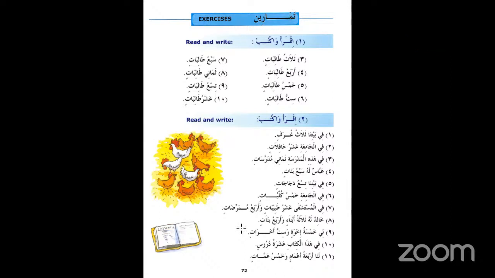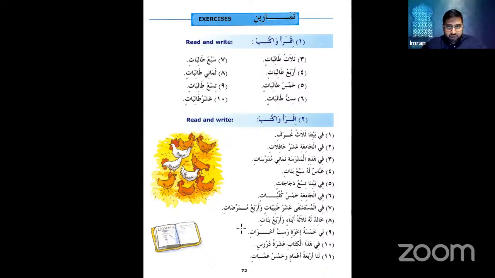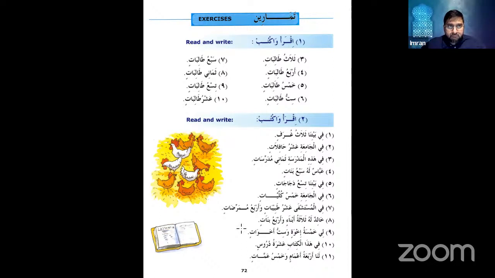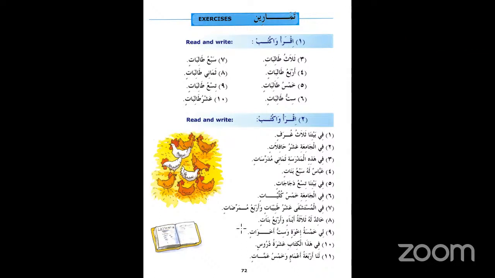It's a hospital. In the hospital there are 10 doctors and 4 nurses. Correct. Khalidun lahu salasatu abna'in wa arba'u banatin. Excellent. Khalid has 3 sons and 4 daughters.